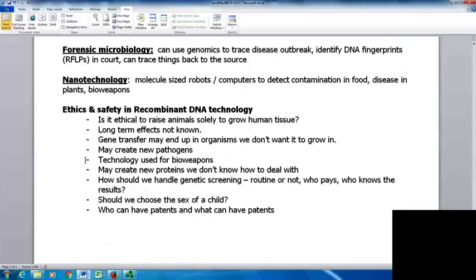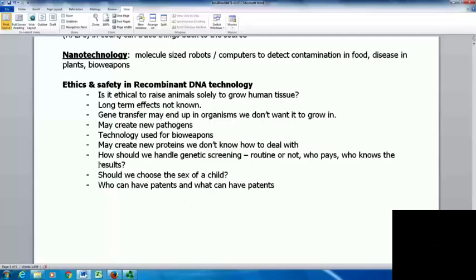So anything with this technology does tend to bring about some ethical concerns and safety with the recombinant DNA technology. Just some of the questions are, is it ethical to raise animals solely to grow human tissue? One of the concerns is we don't really know the long-term effects. The gene transfer that we do may end up in organisms that we don't necessarily want it to grow in. There is the potential for creating new pathogens. This technology can be used for bioweapons. We may create new proteins that we don't really know how to deal with.